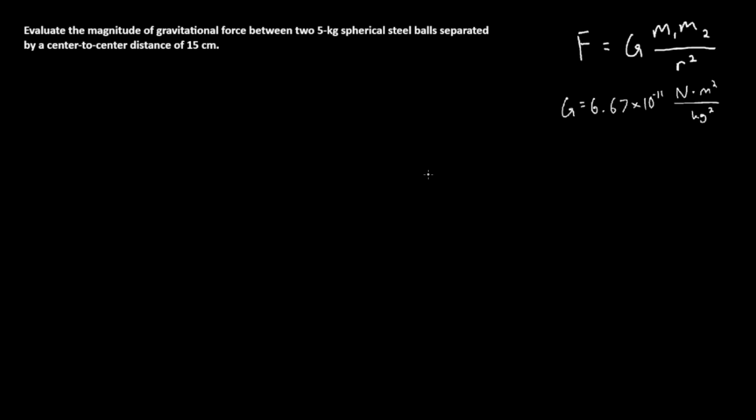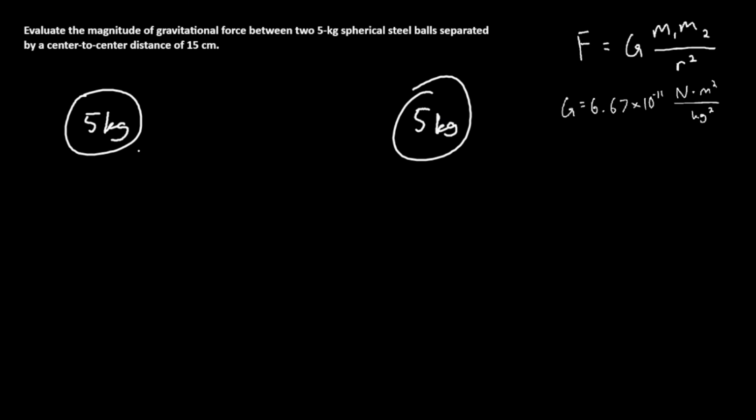All right, so we've got a simple problem here. All you're doing is evaluating the magnitude of gravitational force between two 5 kilo spherical balls. So maybe I'll draw this out for you guys, just to help you understand what you're looking at, because physics is a pretty visual subject. And we have a distance of 15 centimeters here. Well, 15 centimeters is 0.15 meters. So let's keep that in mind. You always want to use meters and kilos.